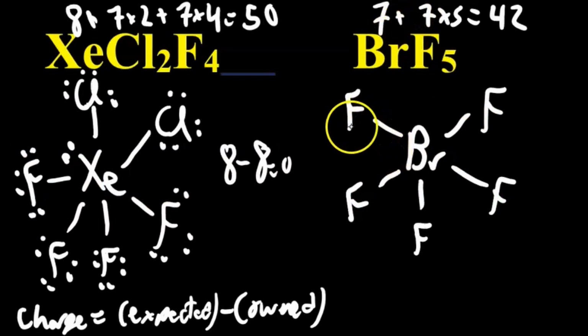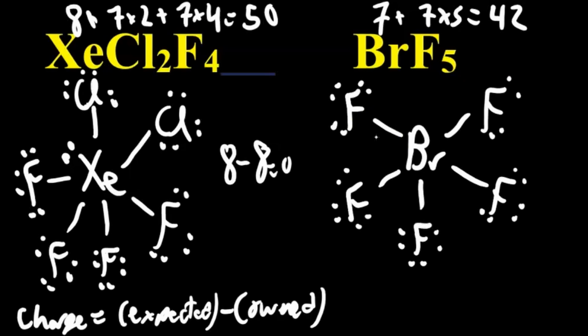We'll add them to the outer atoms to complete octets. 2, 4, 6, 8. So there's 10 electrons in these bonds, 2 from each bond. 12, 14, 16, 18, 20, 22, 24, 26, 28, 30, 32, 34, 36, 38, 40. And we have a complete octet with each outer atom. We have 2 more electrons to add, so we've got to add those to the central atom.